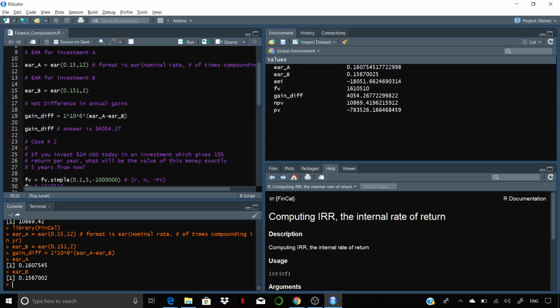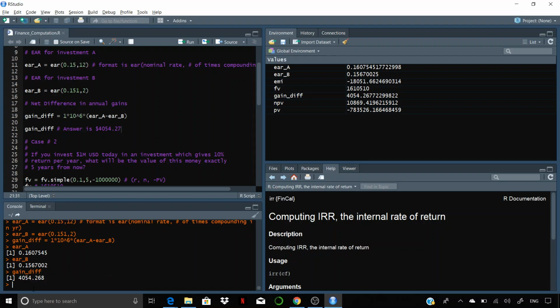So the difference comes out to be, which is what I have already printed, but I will do it just to really make sure the math is working out. That difference comes out to be $4,054, right? So if you invested in A versus B, you will earn around $4,000 extra if you went with investment A. So clearly you can see there is a significant difference in going with this option.